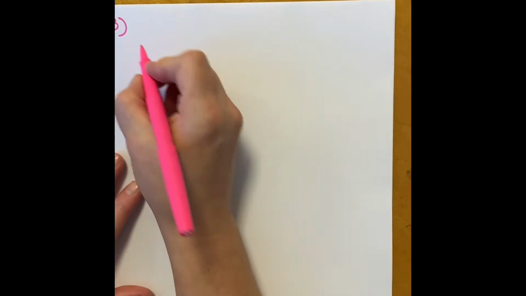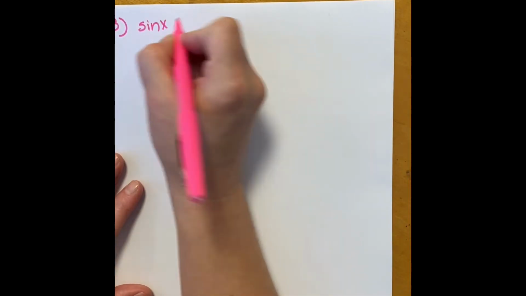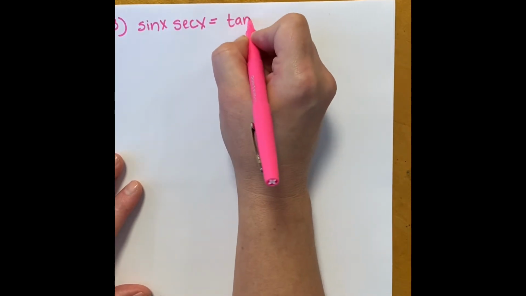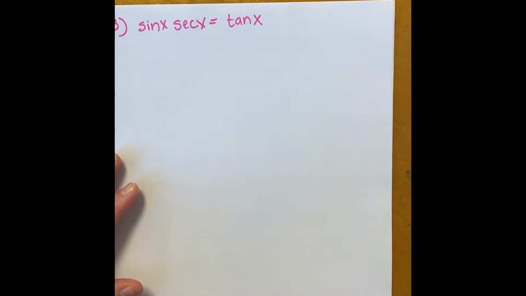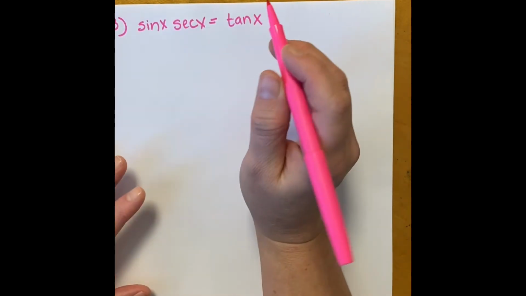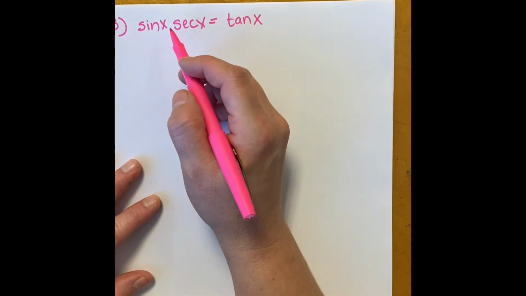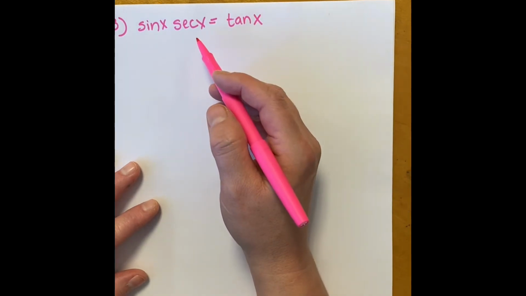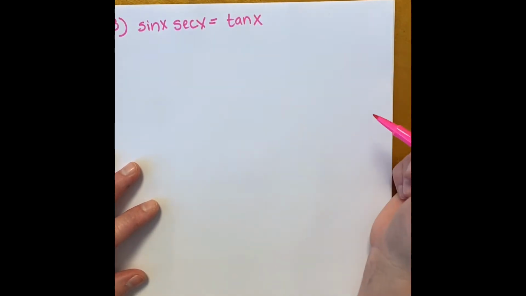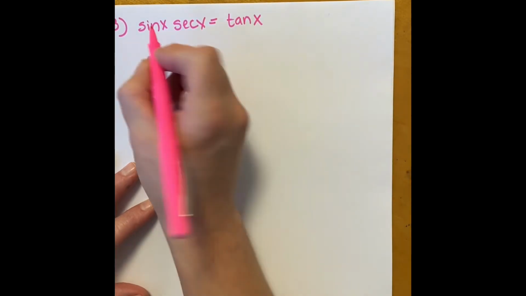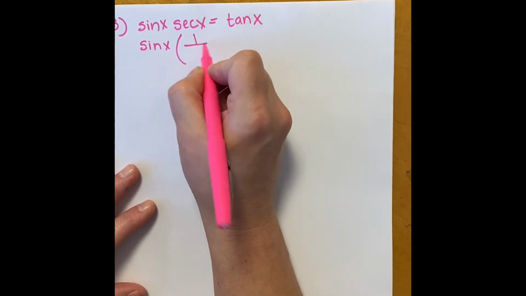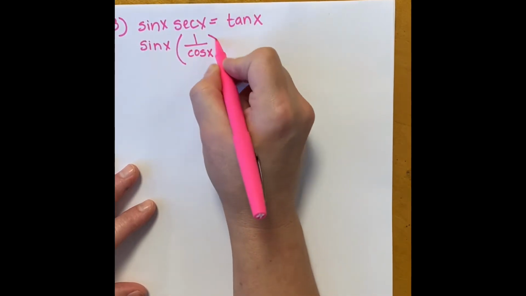Ooh, pink. Sine of x times the secant of x equals the tangent of x. All right, so we know tangent is sine over cosine. And when I look over here, I've already got my sine. I need my cosine. What do we know about secant? What is secant the reciprocal of? Secant is the reciprocal of cosine. So I can change secant to 1 over the cosine of x.